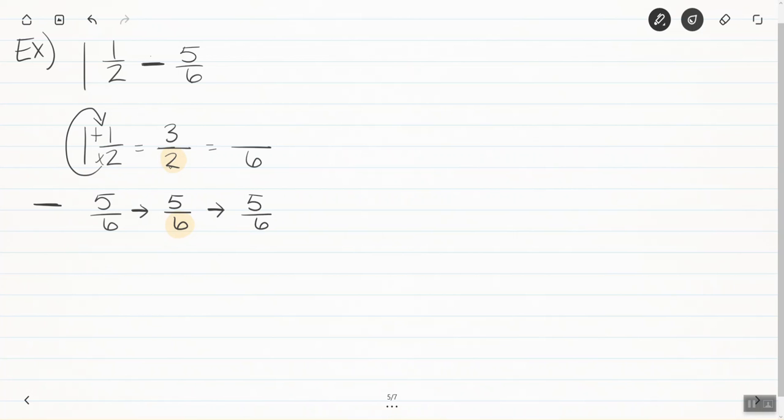Now I have to see, okay, 2 times what is 6? 2 times 3 would be 6, according to the multiplication chart. 3 times 3 would be 9, because whatever I do to the bottom, I also have to do to the top. Now remember, this is subtraction, so I'm going to subtract my numerators, keep the denominator that we worked really hard for. 9 minus 5 gives me 4 over 6.